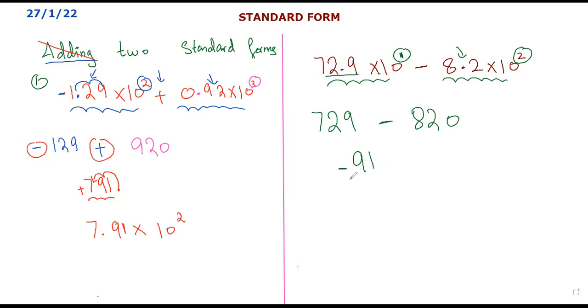Okay. And now this is not in the standard form. So minus 9.1 is in the standard form, multiplied by 10 to the power 1. Very good. Okay, this is the answer. So I assume that this is understood. By now we are clear with this. Okay, let's talk about the multiplication now.